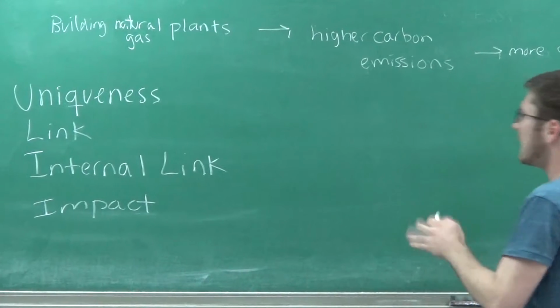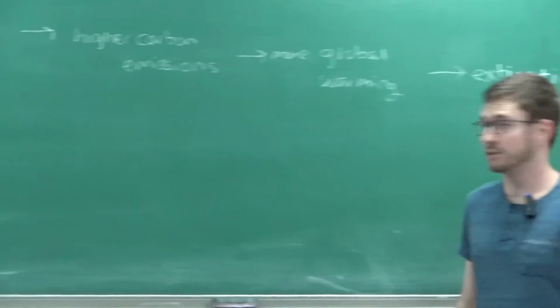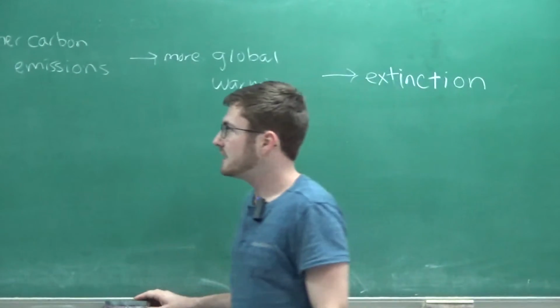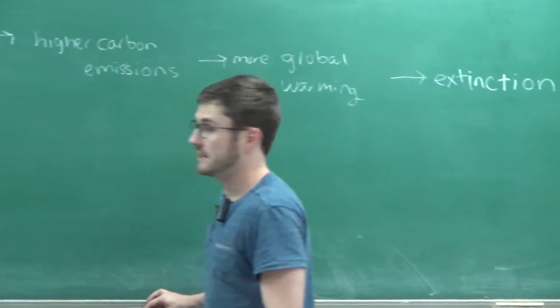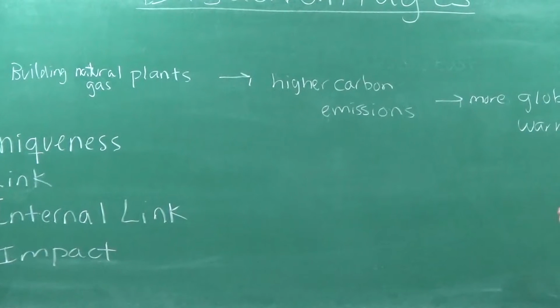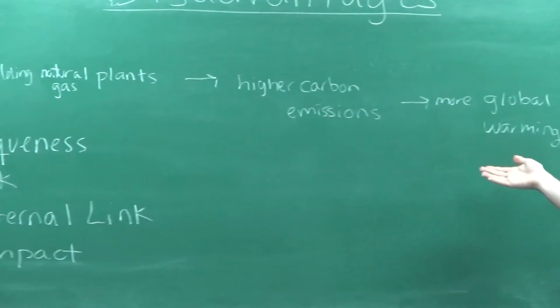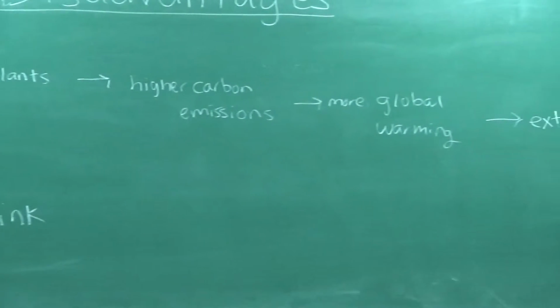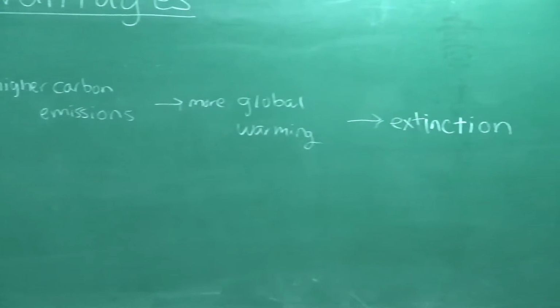So I think it would be helpful to go over this using a specific example. So let's say that the plan is that we should build natural gas plants in the United States. So the disadvantage would claim that that would lead to higher carbon emissions, more global warming, and potentially extinction as a result of global warming.